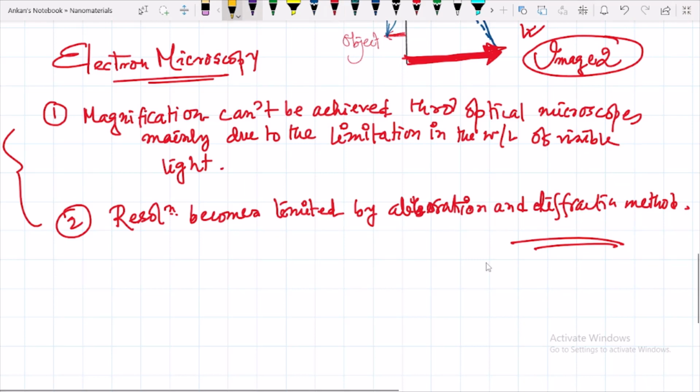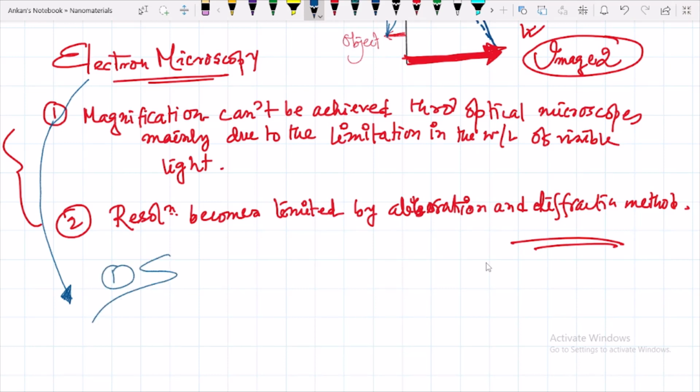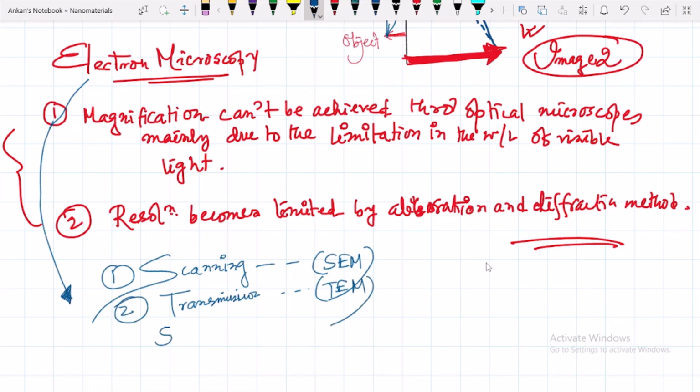So the electron microscopy techniques include scanning electron microscopy, transmission electron microscopy, scanning tunneling microscopy, STM, as well as AFM, etc.